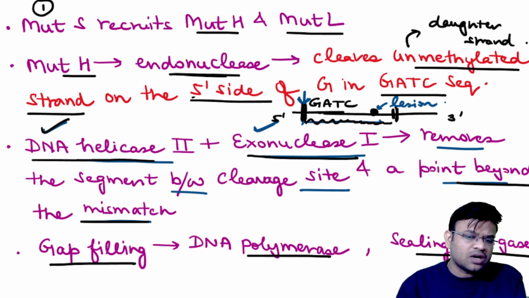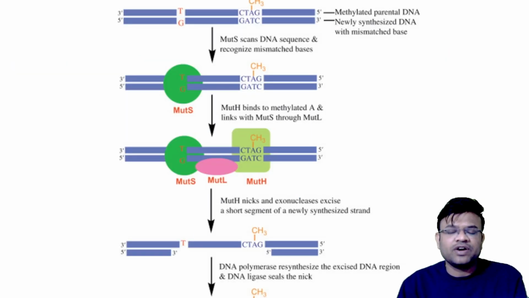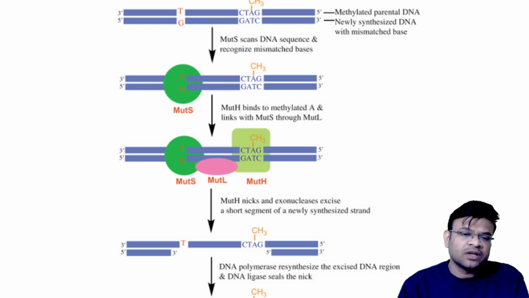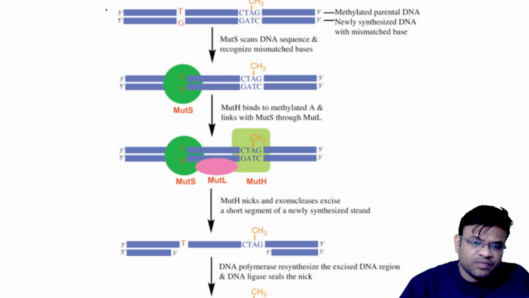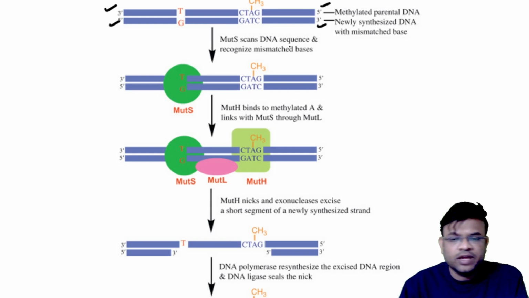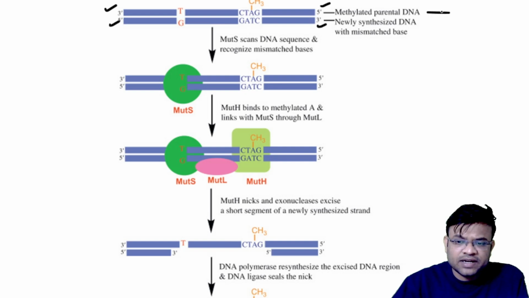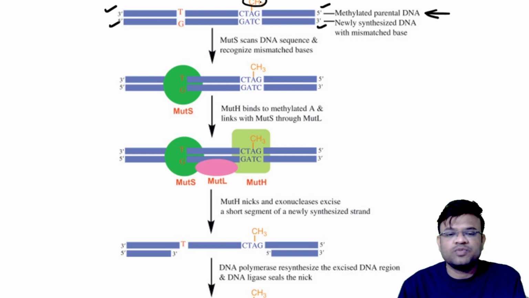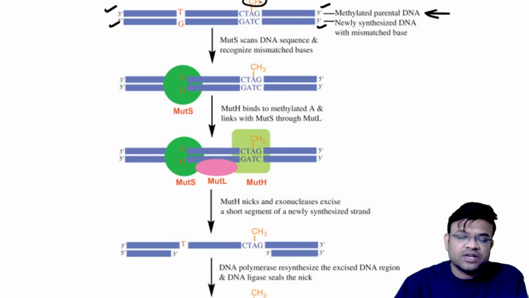Now let me just show you with the help of a diagrammatic representation. This will make the entire thing clear to you. Now you can see that this is a 3' end, 3' to 5', and this is 5' to 3'. This is a methylated DNA strand. You can see a methyl group present over here, a CH3 group. Wherever the CH3 group is present, we can say that it is methylated, and where it is not present, it is unmethylated. Unmethylated is the daughter strand and methylated is the parent strand.